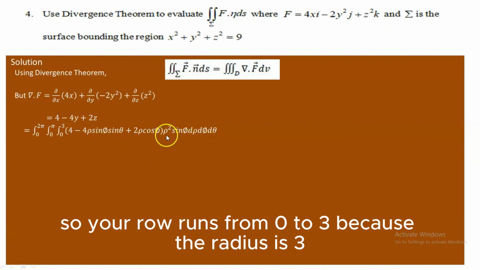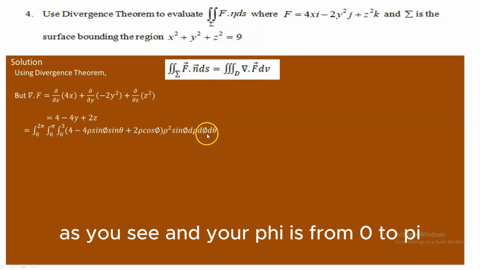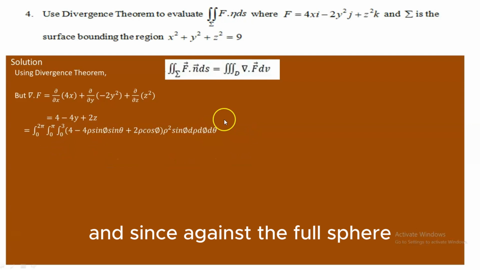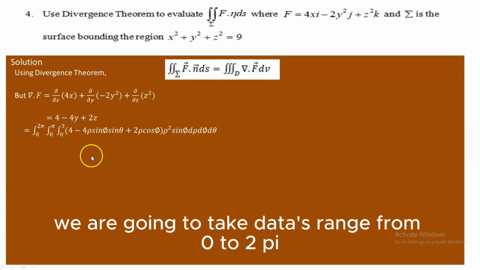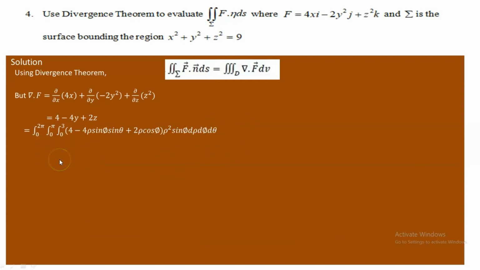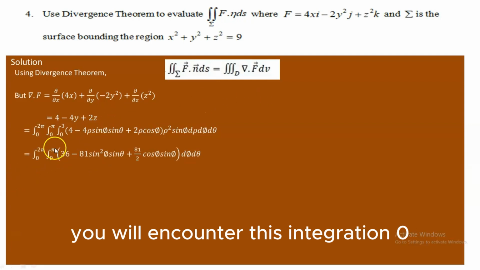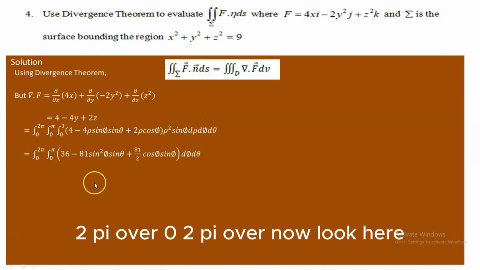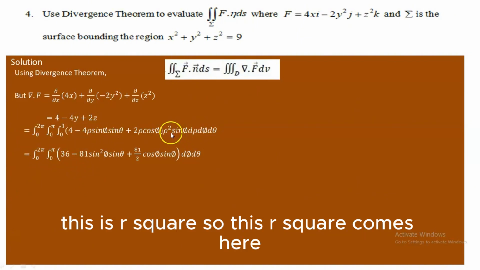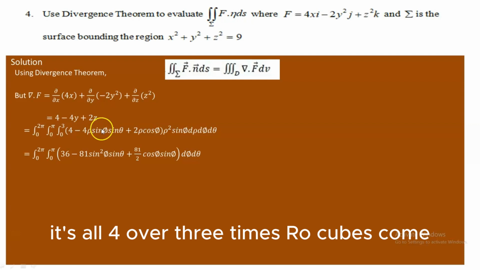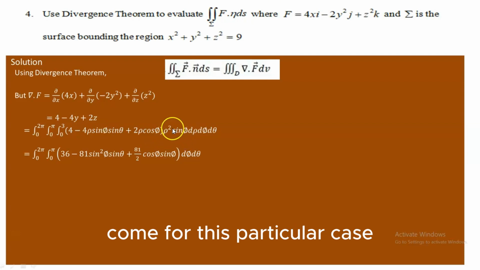So your rho runs from 0 to 3 because the radius is 3, and your phi is from 0 to pi because it's a full sphere. And since it is a full sphere, we are going to take theta's range from 0 to 2 pi. So when we simplify this, you will encounter this integration, 0 to 2 pi of 0 to pi of, now look here, this is rho squared. So this rho squared comes here, rho cubed over 3, so 4 over 3 times rho cubed can come for this particular case.